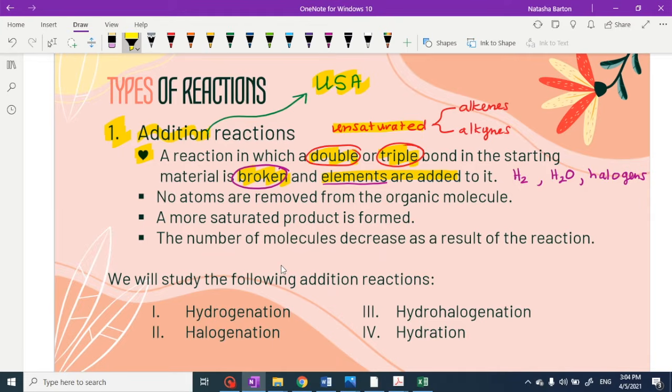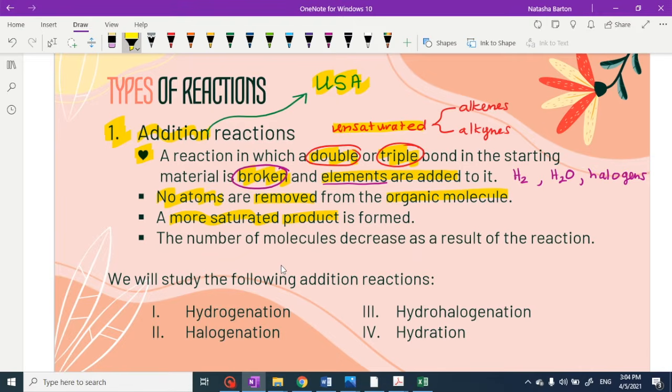In an addition reaction, we find no atoms are going to be removed from the organic molecule. We're only going to have substances being added to that organic molecule, and therefore a more saturated product is going to be formed at the end.